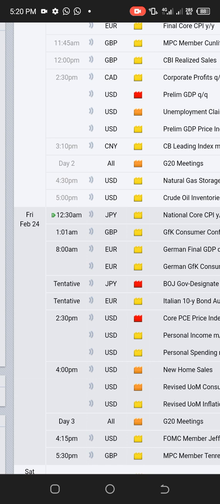Now, the cheat code is this: you don't trade all the news. There are some news that are very much important here, and there are some of them that are not very much important, but they are also important. There are news that are very important.